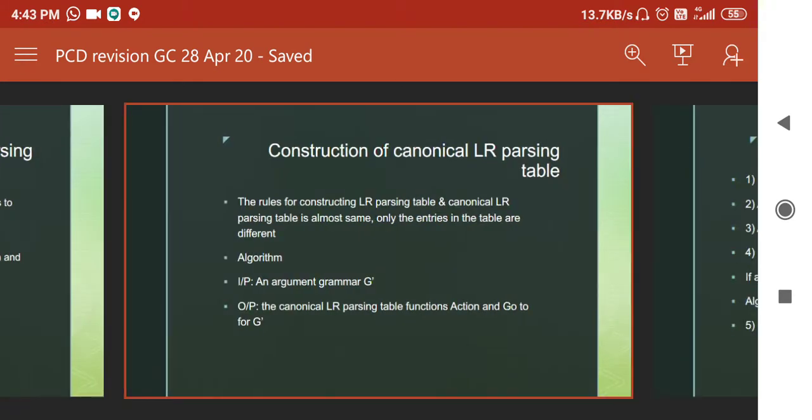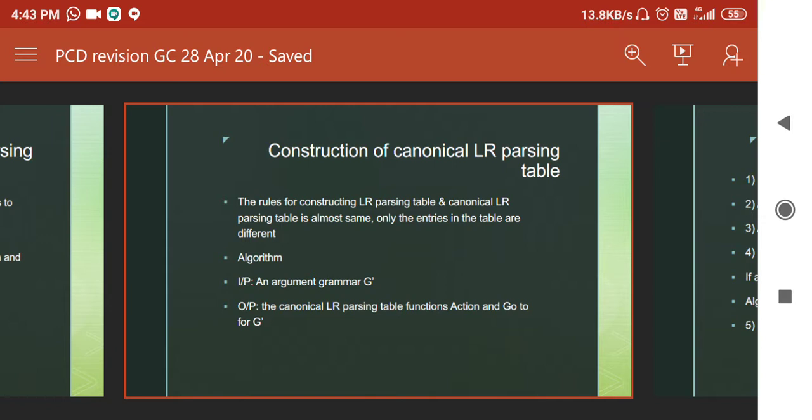The next, this is going to be the final topic in the session, the construction of the canonical LR parsing table. The rules for constructing the LR parsing table and the canonical LR parsing table, as already told, are going to be the same. There won't be much difference in the construction procedure, but in the table entries alone you will have some differences. That's the thing that I have already stated.